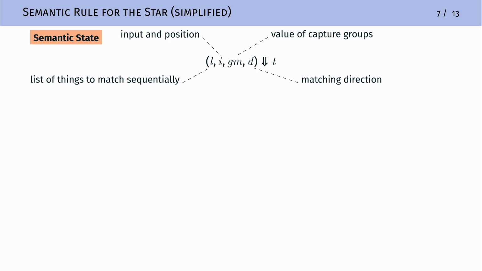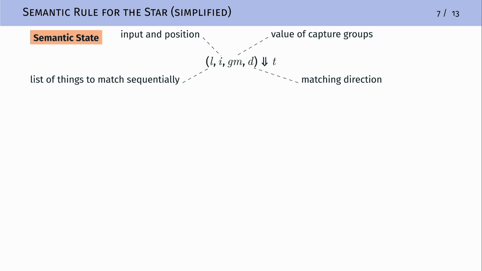I want now to take a closer look at the semantics, and we will begin by taking a closer look at the semantic states. In our semantic state, we have a couple of things. We first have this L, which is a list of things that we need to match sequentially. So initially, this is just the regex you want to match, but then this will increase as you do the matching. And the things are mostly regexes, but we will see that we can add some other things too. Next, of course, we have an input and a position within that input, the string.